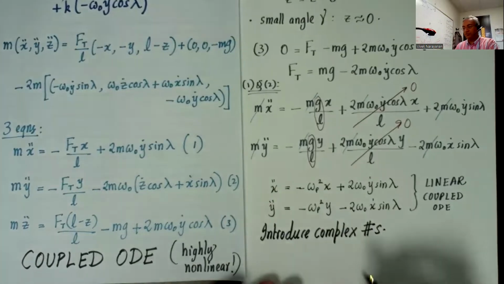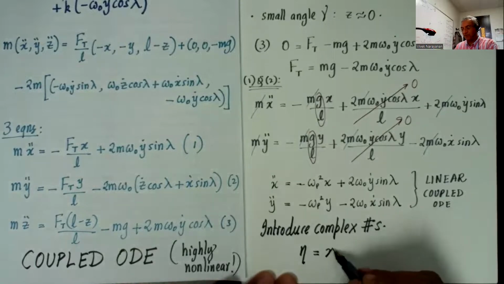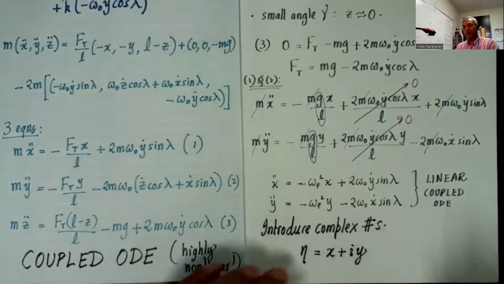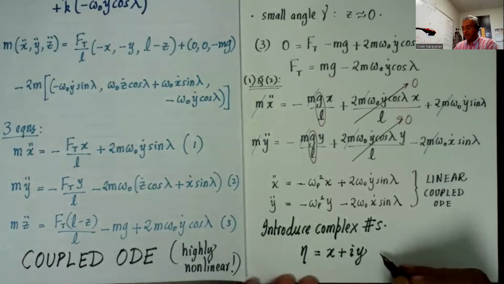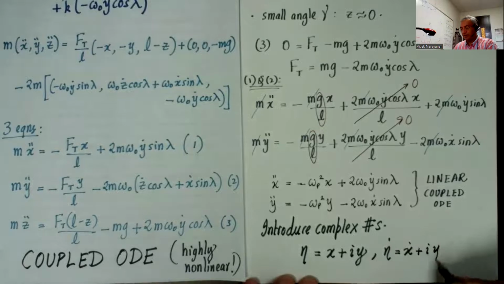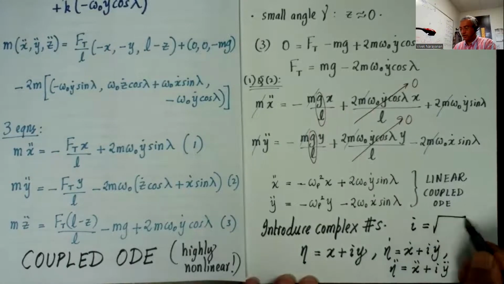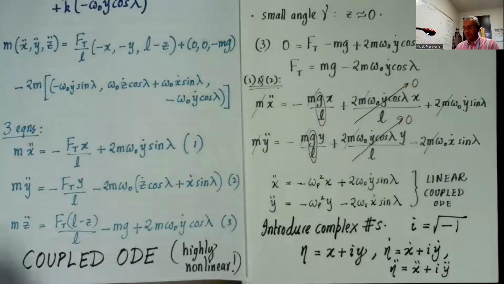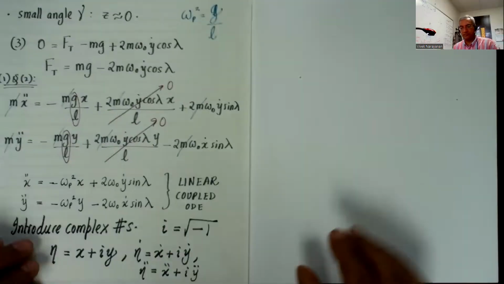The complex numbers are introduced as follows. I'm going to introduce a complex oscillator amplitude, which is eta equals x plus iy. In other words, I'm making my xy plane the complex plane. If I have that, then the time derivative of eta is just x dot plus i y dot. And the acceleration eta double dot is x double dot plus i y double dot. Here, i is the square root of negative 1, the so-called imaginary unit of complex numbers.